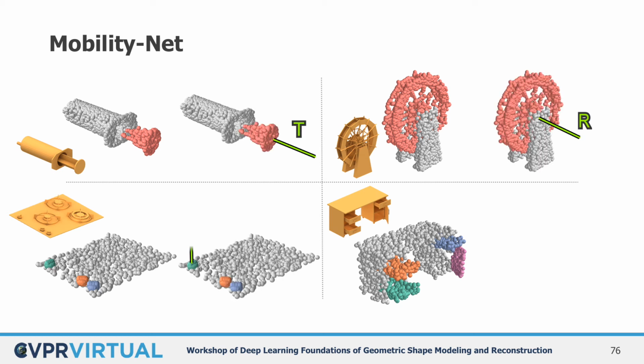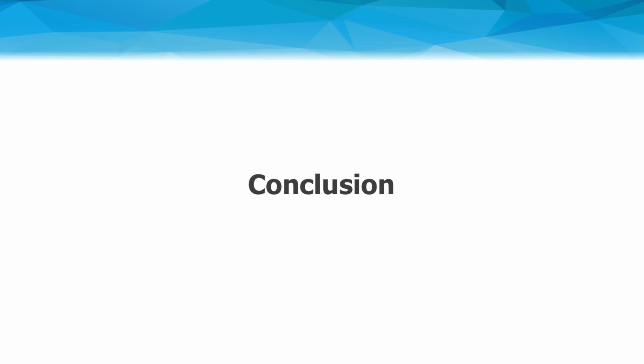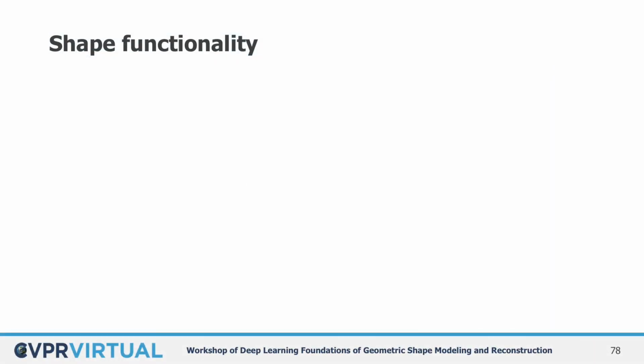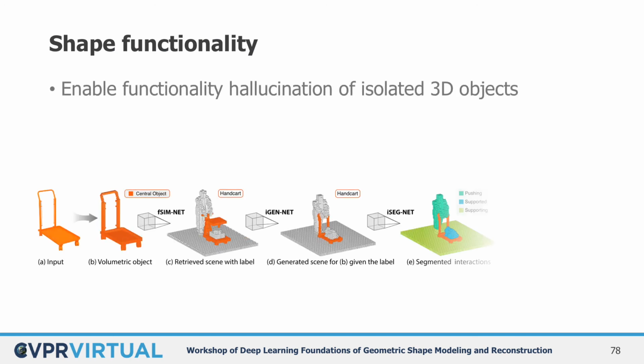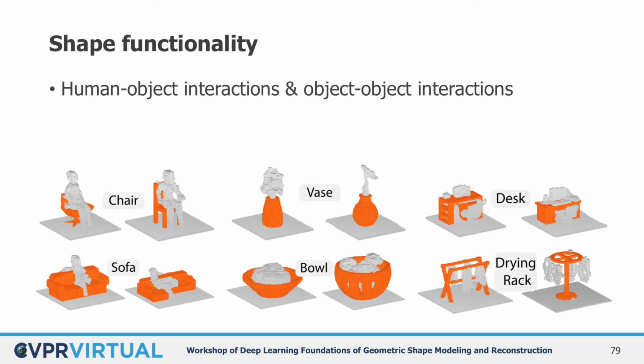To conclude, for shape functionality, we enable functional understanding and usage hallucination of isolated 3D objects with the introduction of predictive and generative deep neural networks. The scenes exemplifying functional uses of objects generated by our AgentNet, including both human-object interaction and object-object interactions, also adapt to the geometry of the objects. For example, the generated context for the drying rack adapted to the different shapes of drying racks as well.